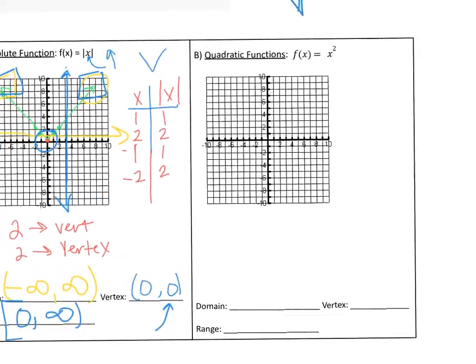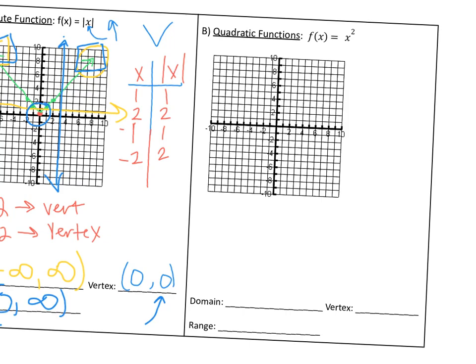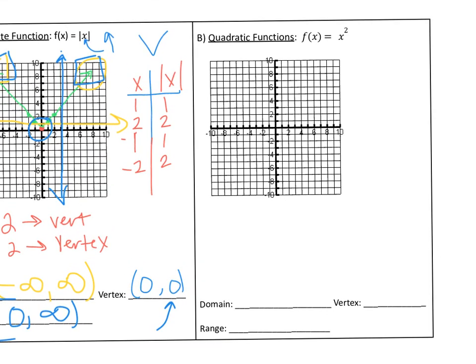Okay, so we got quadratic. So if you remember, the quadratic is the U, and the U is called a parabola. So that would be like this. So if you notice, there's nothing inside in parentheses with the x, and there's nothing outside. So actually the vertex is 0, 0 again. So we're going to put the vertex right there.